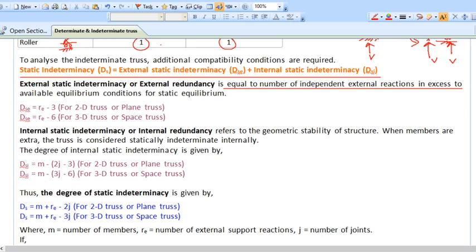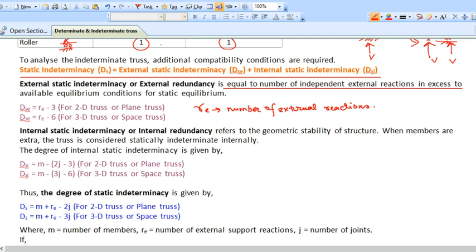When we have got an extra number of reactions than the available equations, we consider the structure as externally indeterminate or externally redundant. That is, we know in case of 2D, the available equations are 3. That means if my reaction forces are greater than 3, so here it's already written, you can see DSE, that is the external static indeterminacy, equals RE minus 3, where RE is the number of external reactions.